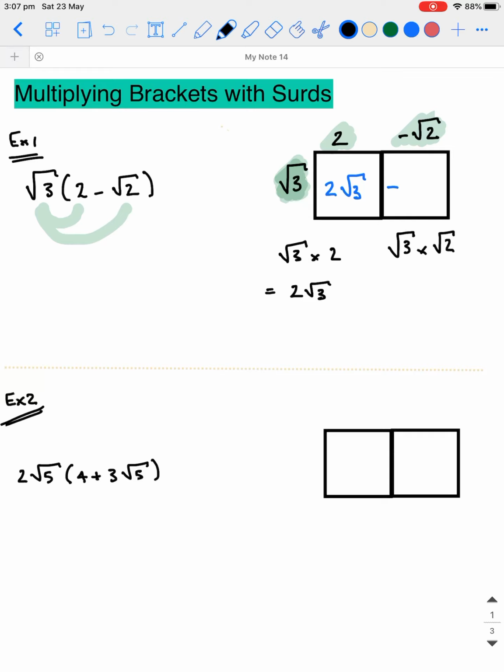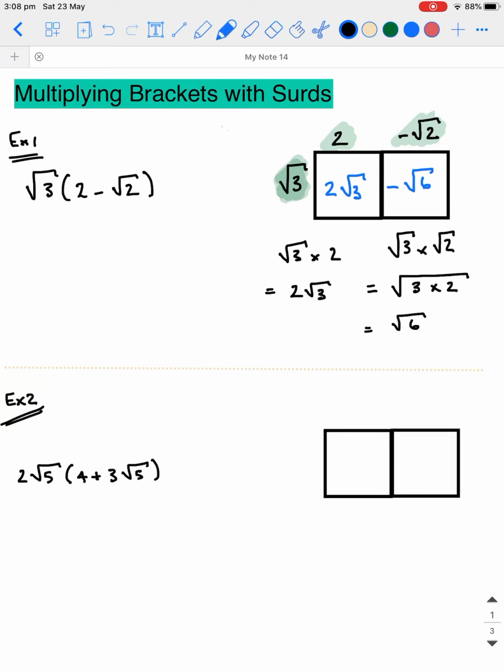Now if I take root 3 and I multiply by root 2, then I know that's the same as putting these two numbers under the one root sign. So the root of 3 times 2, I know that 3 times 2 is 6, so the answer is the square root of 6. And again, because one is positive and one is negative, the answer is the negative root of 6.